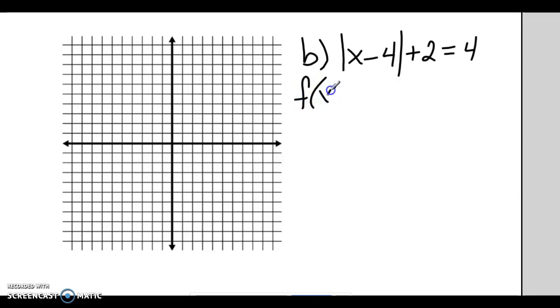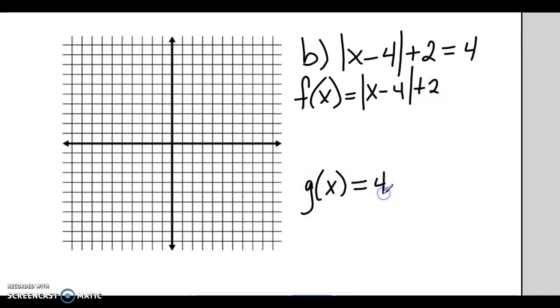So we're going to make f of x equal to the absolute value of x minus 4 plus 2. And then we're going to have g of x equals 4. What's our vertex on this absolute value? Bree, what's the vertex? 4, 2. So we're going to plot a point at 4, 2.